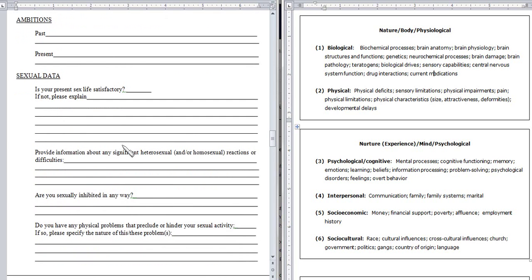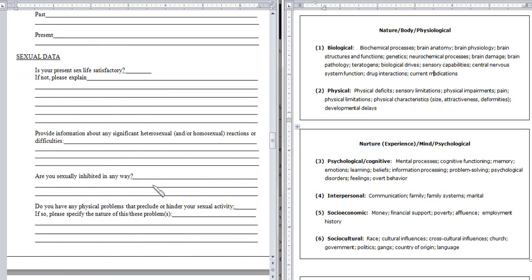This is very important. If the person's in a relationship, is their sex life satisfactory? Are they inhibited anyway? This has to do with biological factors over here and physical factors, and of course marital factors sometimes, and interpersonal factors down here, number 4.